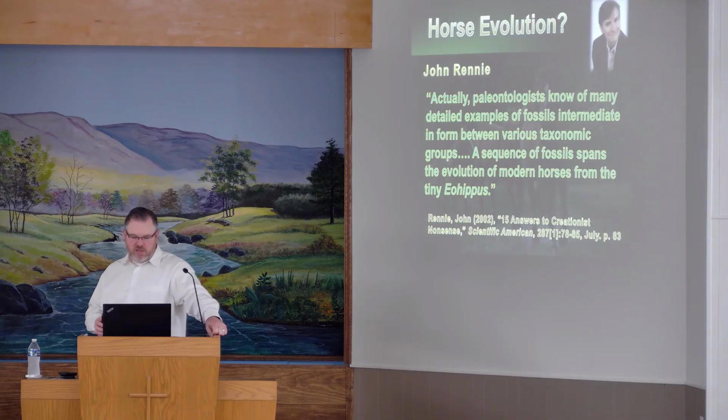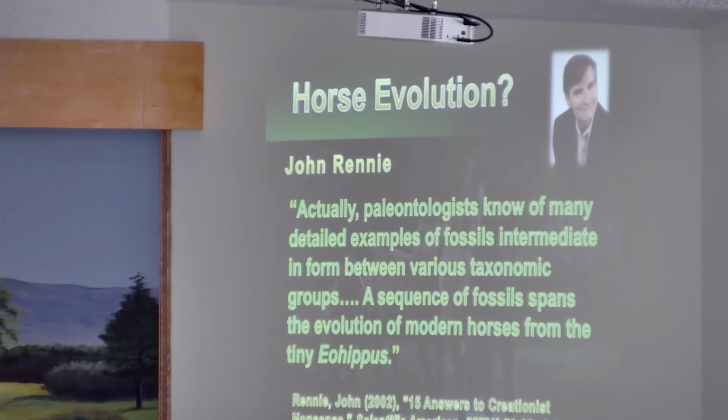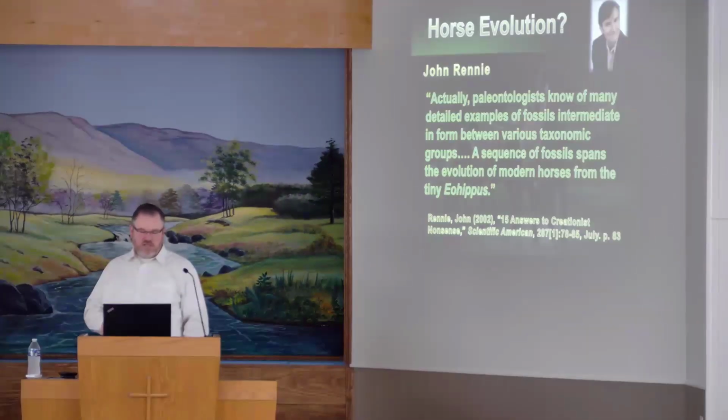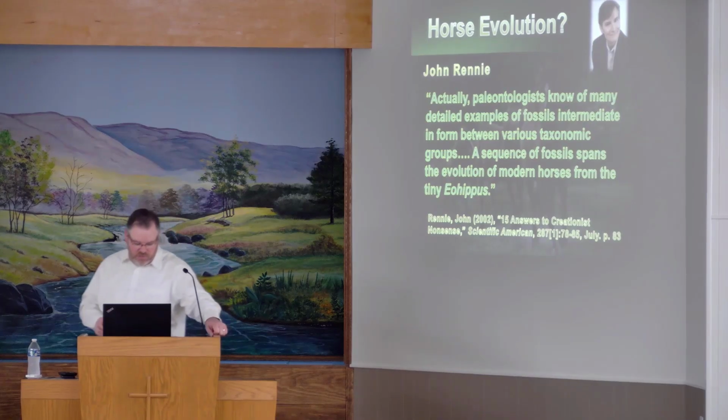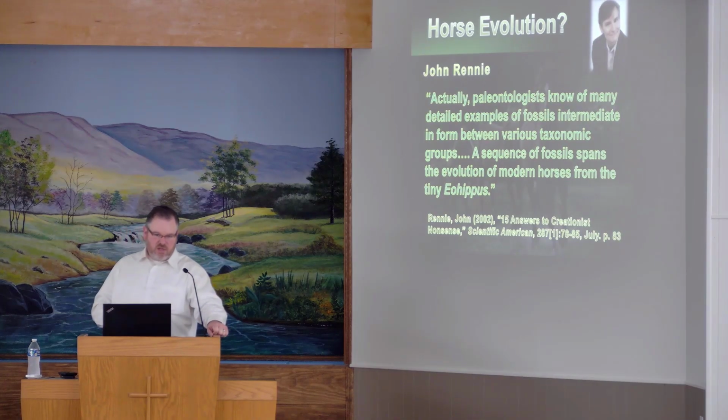John Rennie, writing in Scientific American in 2002, said, actually, paleontologists know of many detailed examples of fossils intermediate in form between various taxonomic groups. The sequence of fossils spans the evolution of modern horses from the tiny Eohippus. So evolutionists have used horse evolution charts as decisive evidence of evolution. Now the problem is that the leading evolutionists themselves, the ones in the know, long ago abandoned horse evolution as a good example of transitional forms.